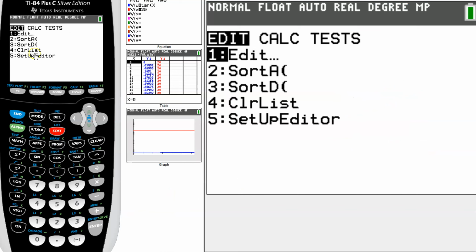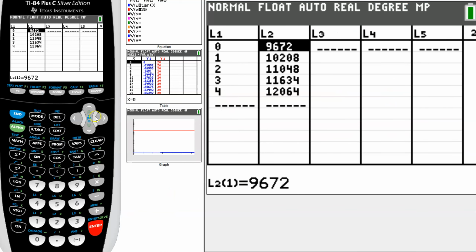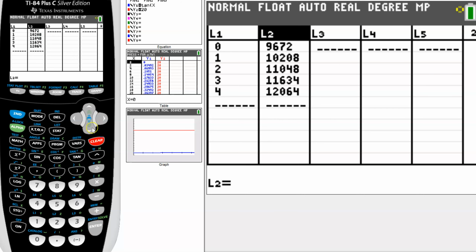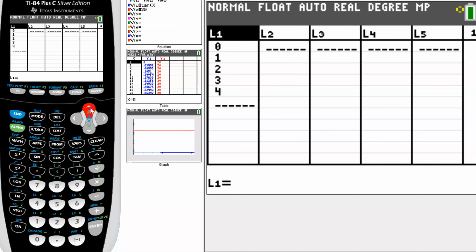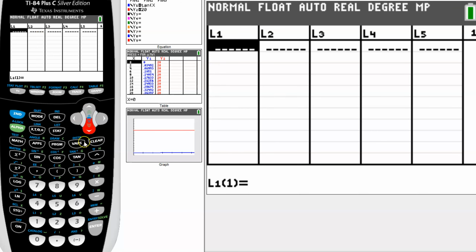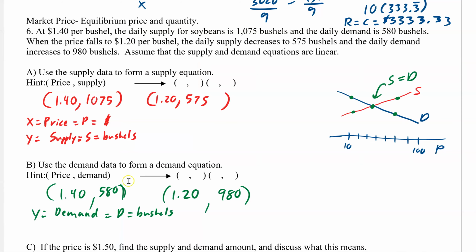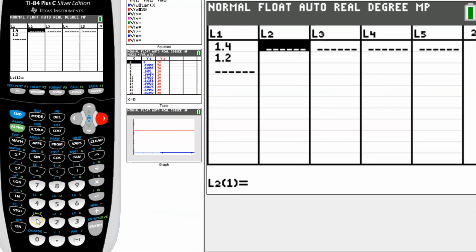So select Stat, and then Edit, and then we're going to clear this out. If you scroll up to L2 and hit Clear, scroll down, it's gone. Scroll over, scroll up, clear, scroll down. So we're going to put in those two values. It was $1.40, that was our X, and $1.20. Then scroll over, L2 will be our supply and L3 will be our demand. So we go back, pull those numbers and put them in. Our Y1 would be 1,075 and 575. So 1,075, enter, 575, enter. So this is our supply.